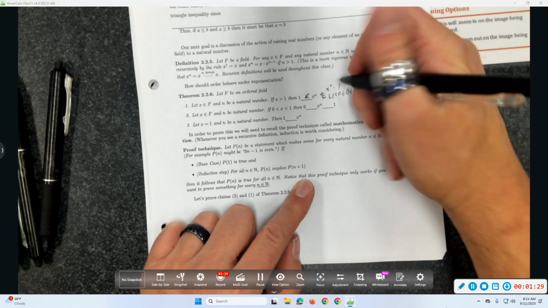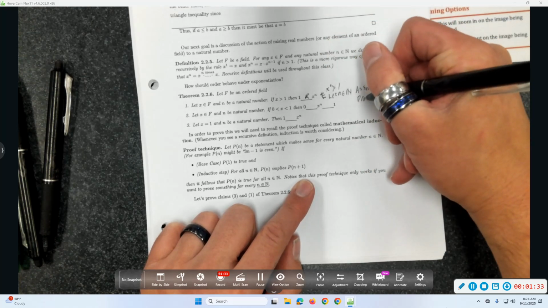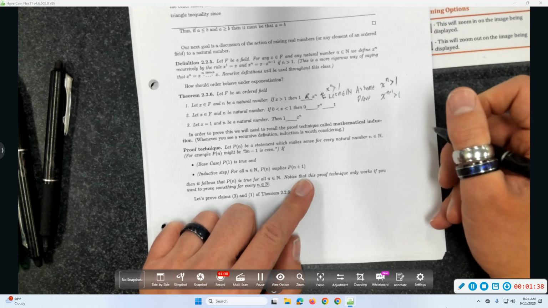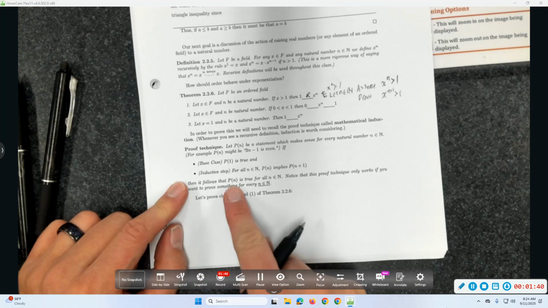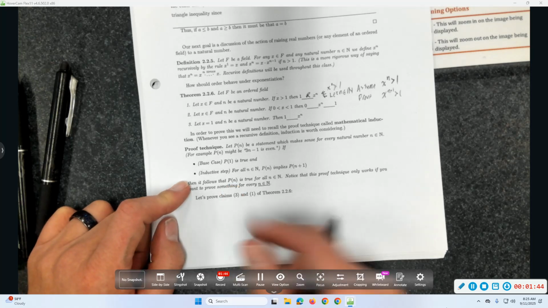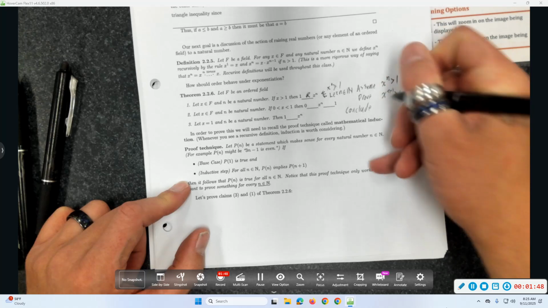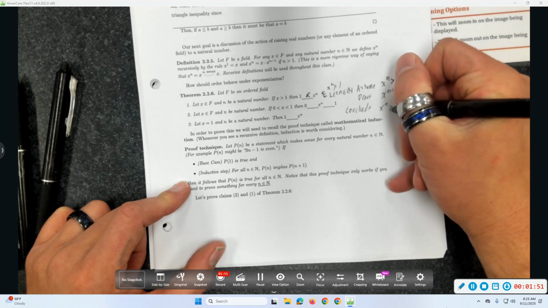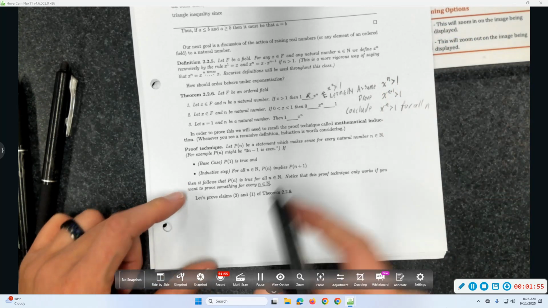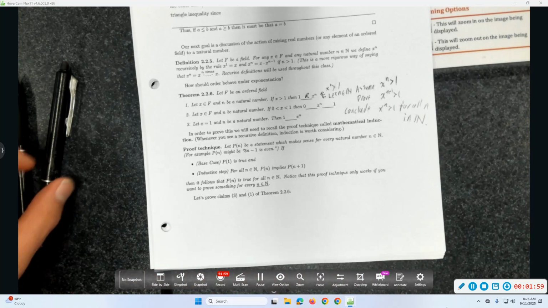That's what erasable pens are for. If we can assume x^n is bigger than 1 and prove that x^(n+1) is bigger than 1, then we'll be able to conclude that for every natural number n, P(n) is true. Cool.